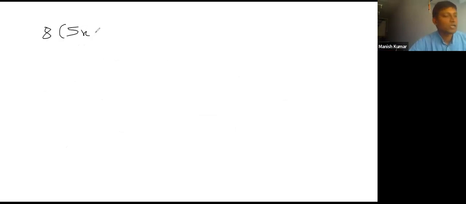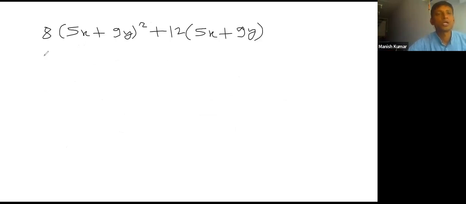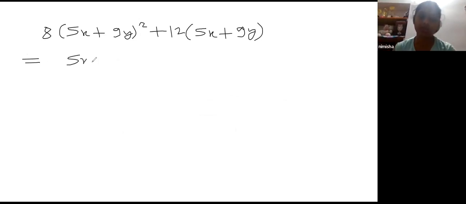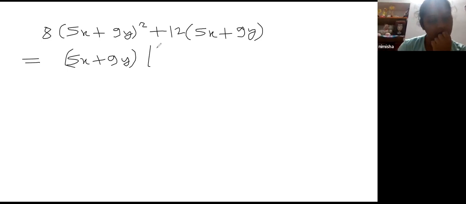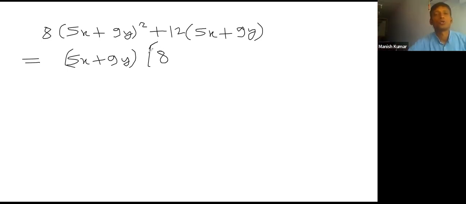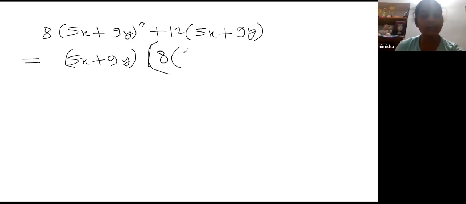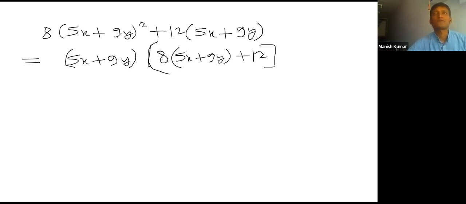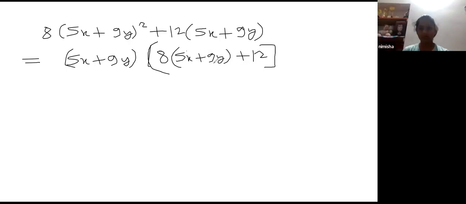8 into 5x plus 9y whole square plus 12 into 5x plus 9y, Nimisha, equal to. So 5x plus 9y is common. 5x plus 9y in bracket, then 8 plus 12. Samar, anything you want to add? Sir, yes. 8 into 5x plus 9y, then plus 12. Yes, now it's okay. Because here it was 5x plus 9y whole square, and only 5x plus 9y we have taken as common. So 5x plus 9y in bracket, one is left, isn't it? Yes. Okay.